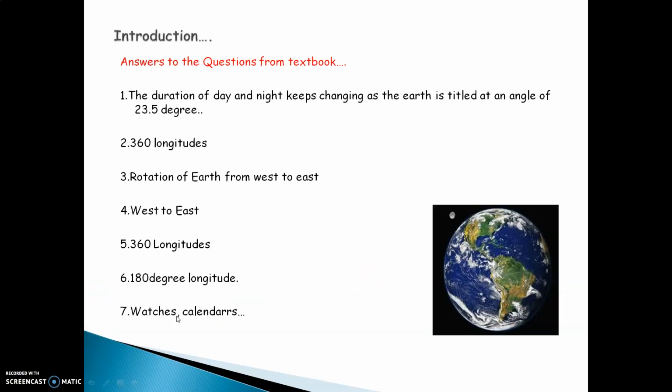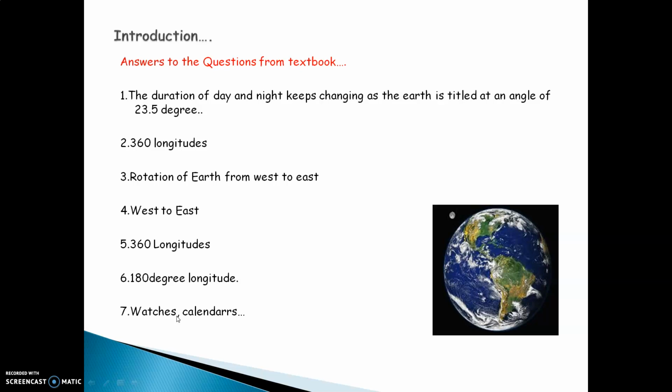Introduction. Let us get answers to the questions asked in the textbook, page 1. The first question says, why does the duration of day and night keep changing? The duration of day and night keeps changing as the earth is tilted at an angle of 23.5 degrees. All of us know the earth rotates around itself, and because of that, the duration of day and night keeps on changing every day.